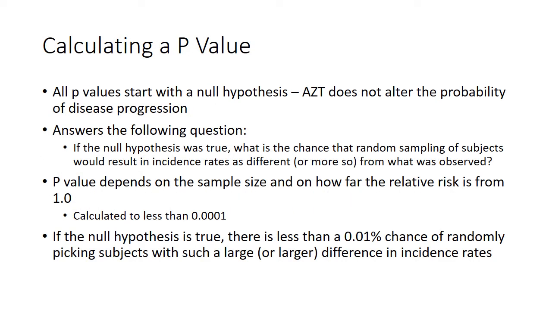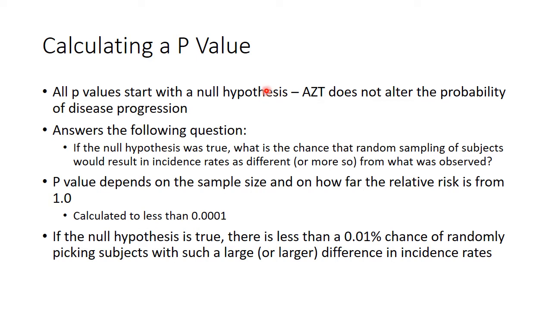So again, calculating our p-values here, basically all of our p-values start off with that null hypothesis that in this case the AZT does not alter the probability of disease progression. And so basically we're answering the question: if the null hypothesis were true, what is the chance that just random sampling of subjects would result in incidence rates as different or more so than what was observed? Because if you did another random sampling of HIV patients and did not give them treatment, you probably wouldn't come up with 20% again.